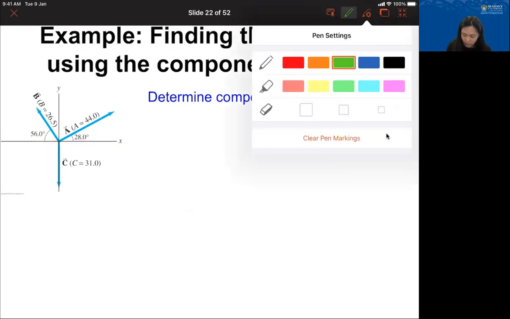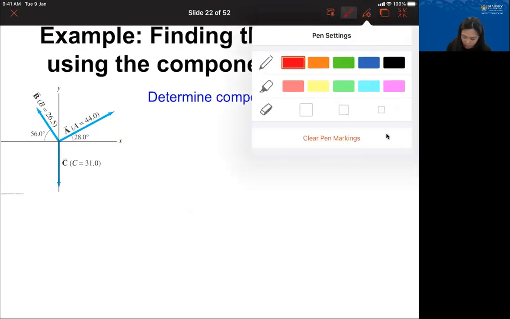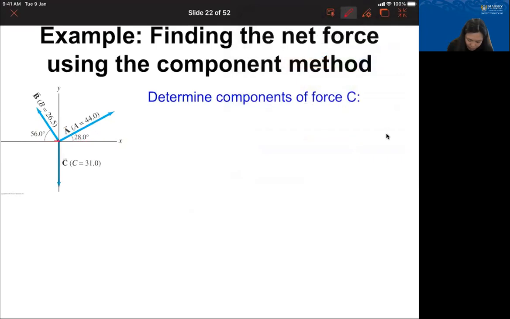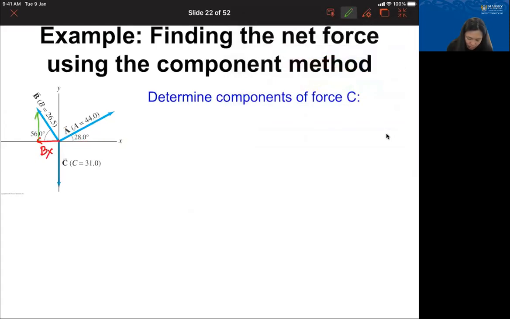By. What happened? Bx and By. Right. So get the components, horizontal and vertical components of your vector B.